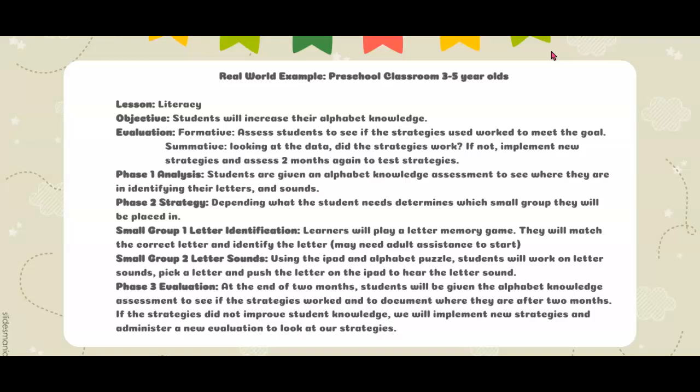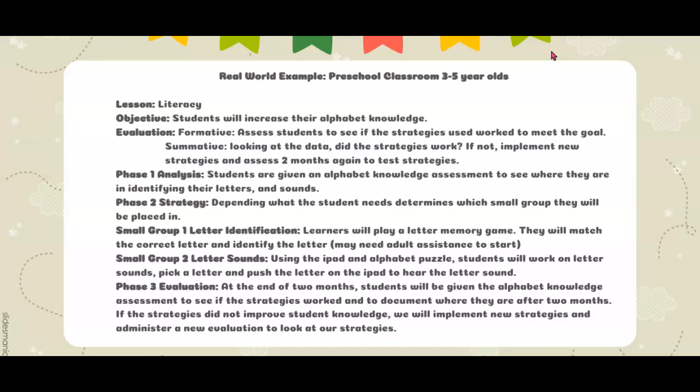And then phase 3 is the evaluation. At the end of 2 months, students will be given the alphabet knowledge assessment to see if the strategies worked and to document where they are after 2 months. If the strategies did not work or did not improve the student knowledge, then I will implement new strategies and administer a new evaluation to look at our strategies. And then we would implement this again.